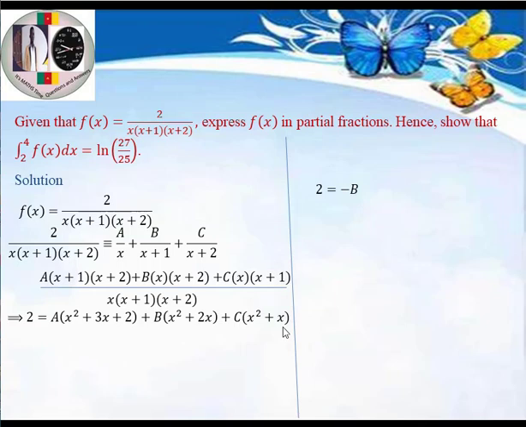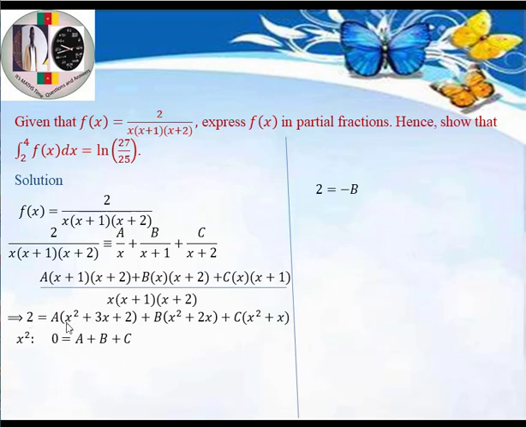So let's look at the coefficients. How many terms do we have there? We have terms in x squared, terms in x, and constant terms. So let's equate terms in x squared. On the left, with 2, is there any term in x squared? No, so it's 0.